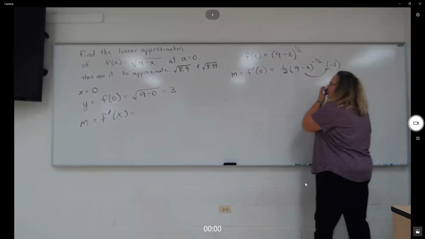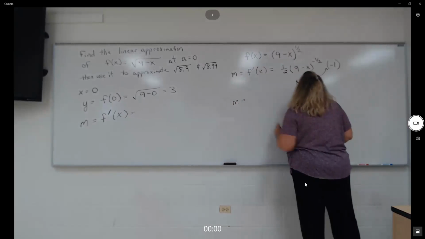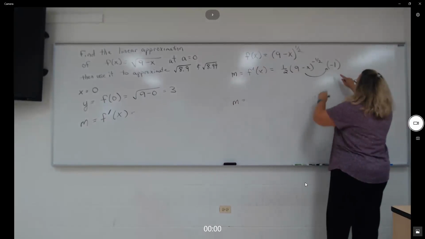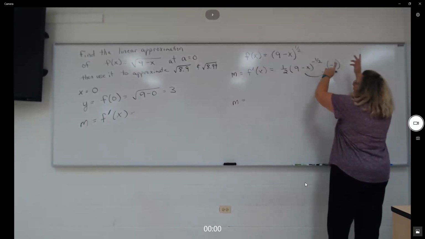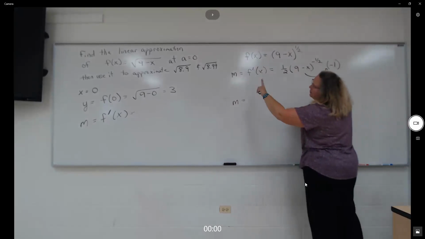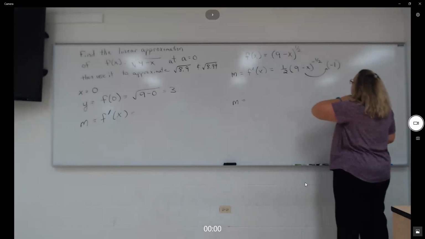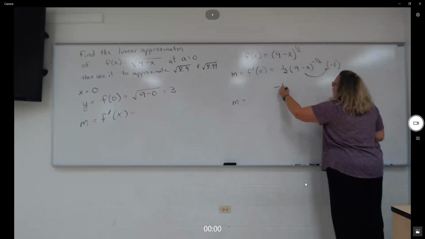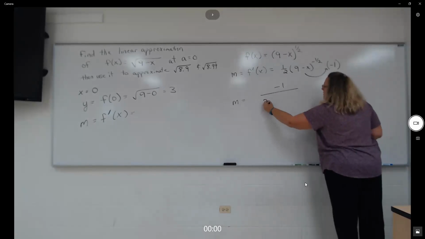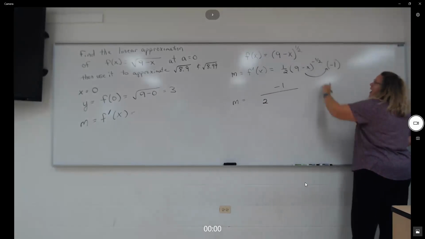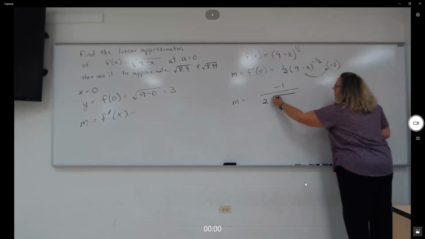All right, so maybe we could clean it up a little because we do have a negative exponent. However you want, now we have to plug in 0. If we want to clean it up first, the negative 1 could be on top, 2 is on the bottom. I could move this to the bottom and put it back in a square root.